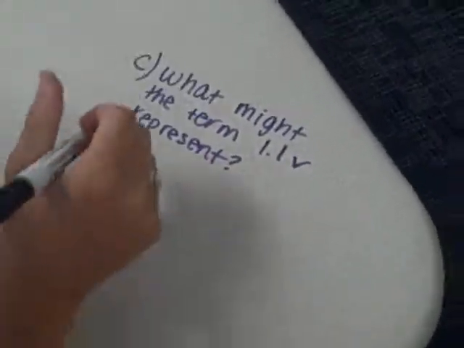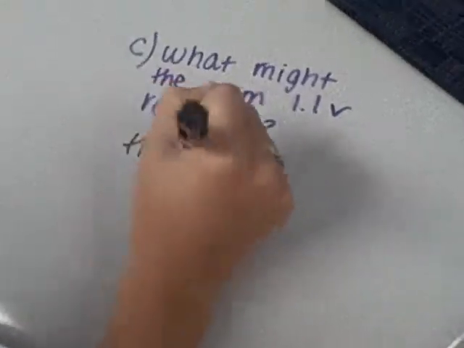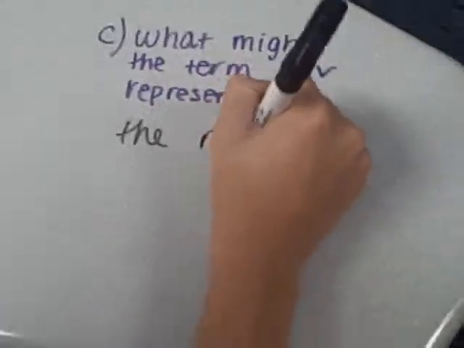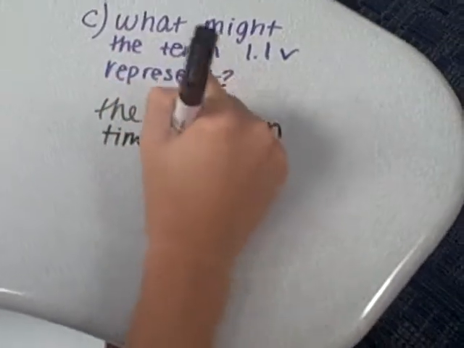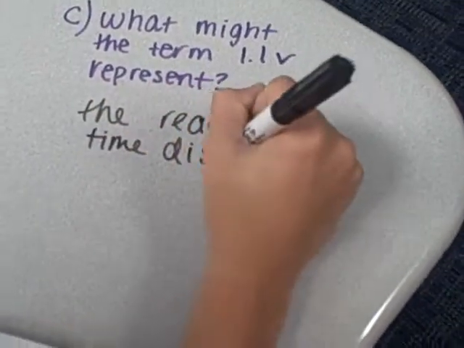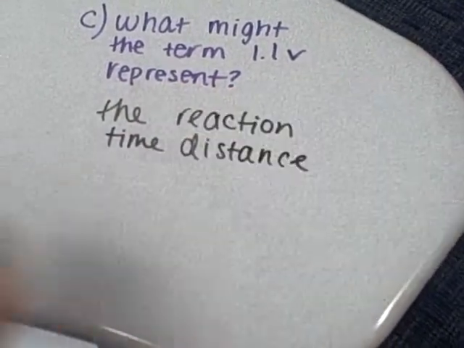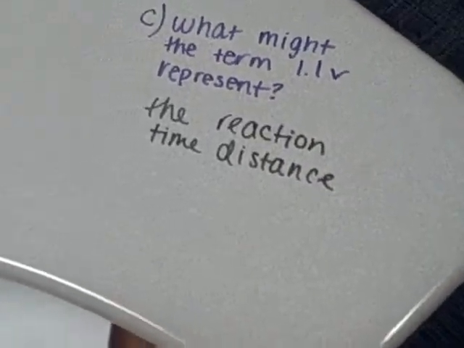Okay, and the last one is C, which is what might the term 1.1v represent? And we found that to be, it could be the reaction time distance. And that's problem 19.